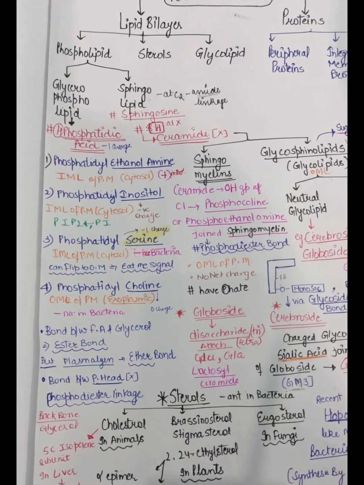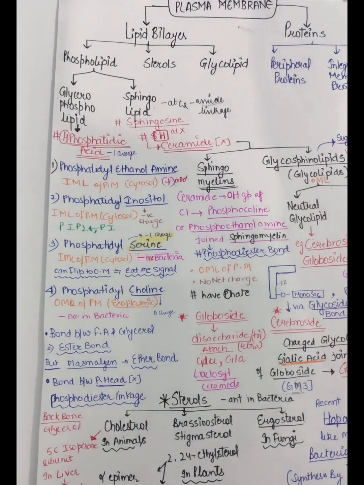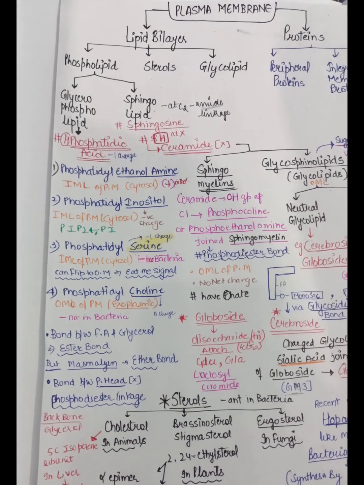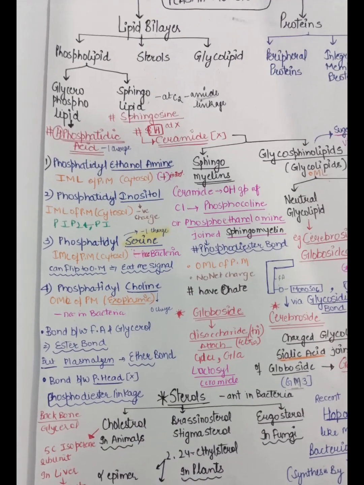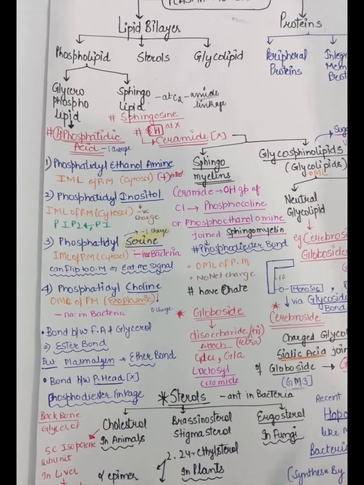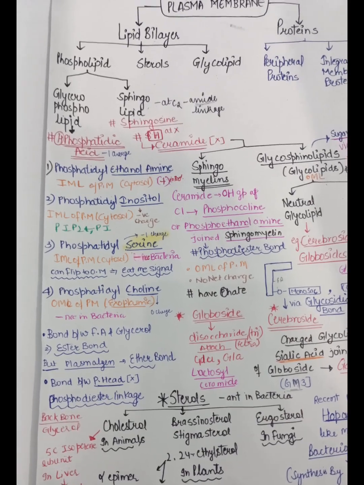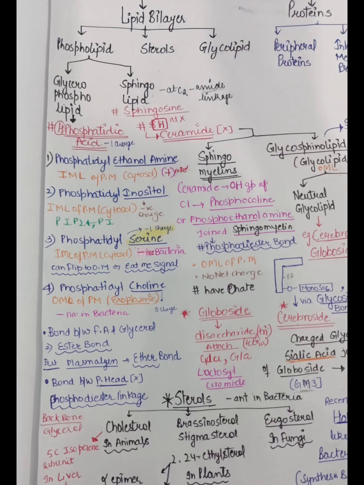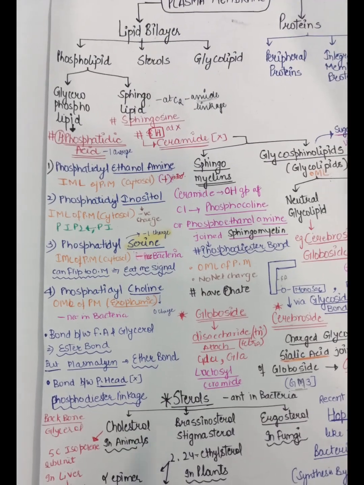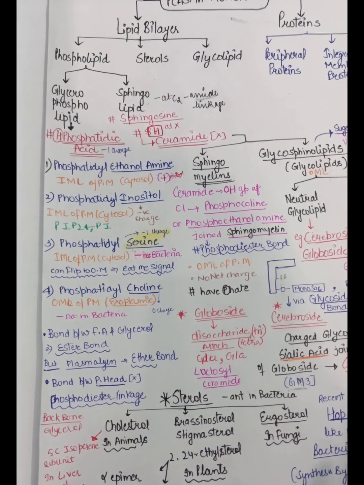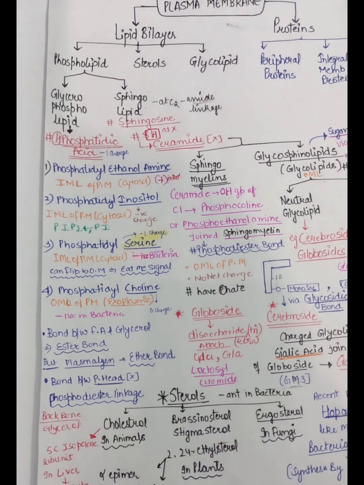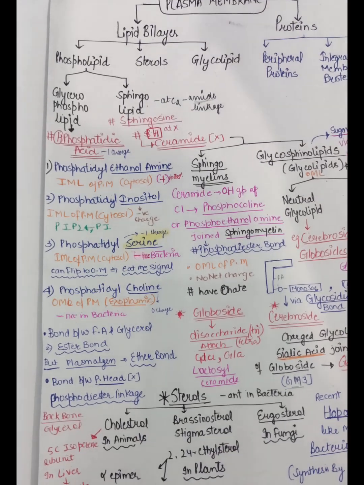And if we attach serine, it becomes phosphatidylserine, and it has a negative one charge, and it is also present in the inner monolayer of the plasma membrane, and it is absent in bacteria. If it flips toward the outer monolayer, it acts as an eat-me signal for apoptosis. Phosphatidylserine, if present in the outer monolayer, acts as an eat-me signal.